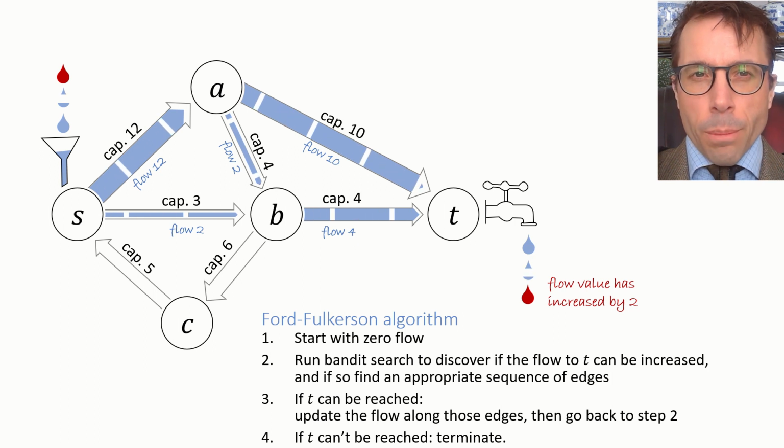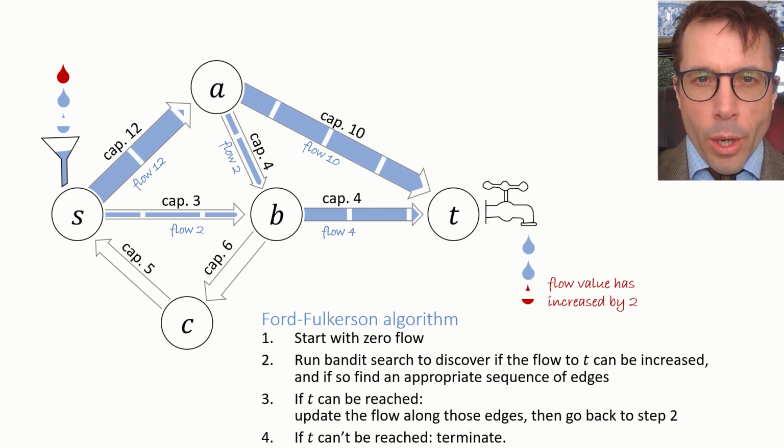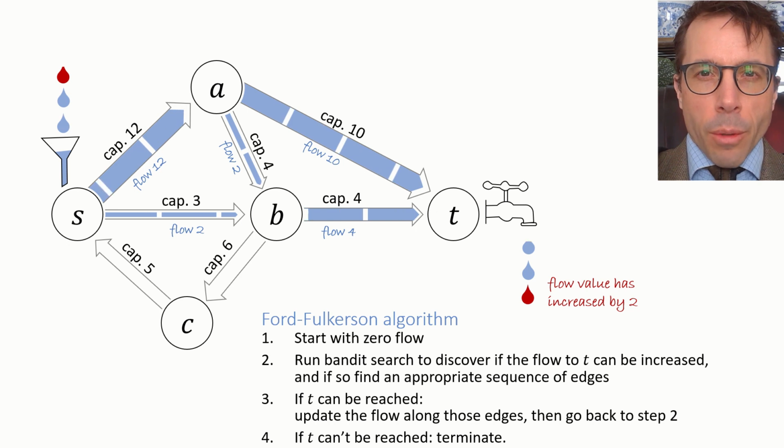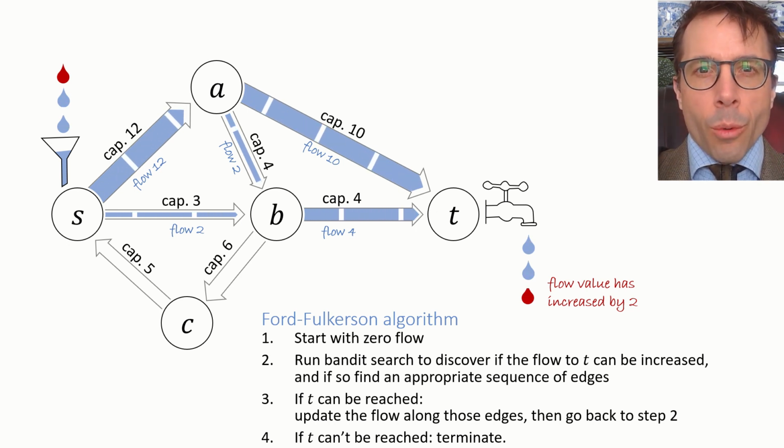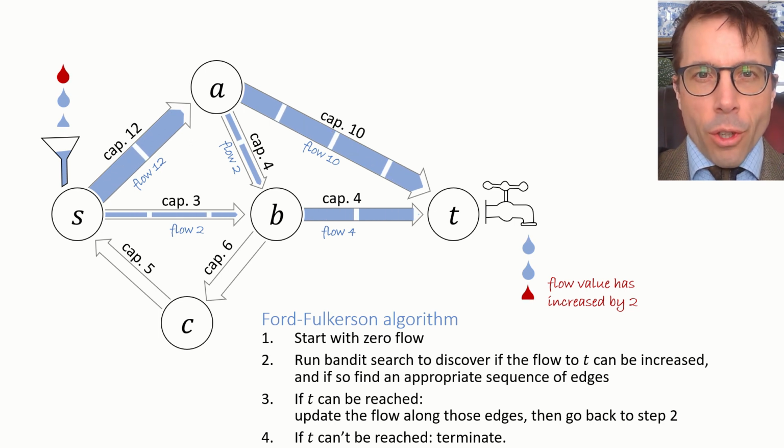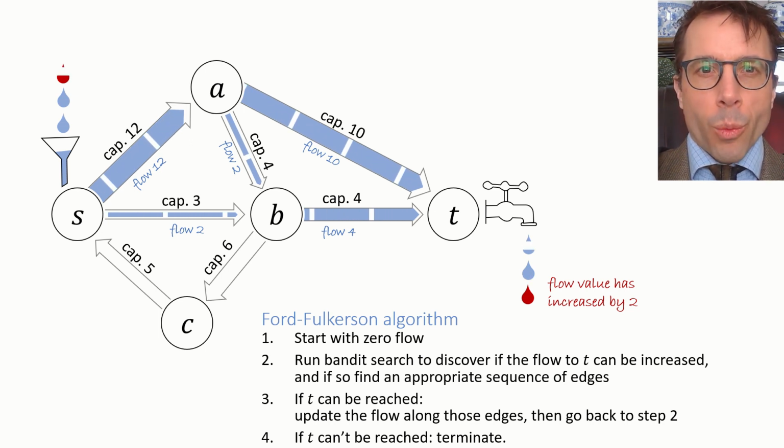This is just a bit too hand-wavy a description. To actually turn this into code, let's try to think more algorithmically and say exactly what's going on in steps 2 and 3. We'll start with step 2, running the Bandit search procedure and finding a sequence of edges on which to adjust the flow.